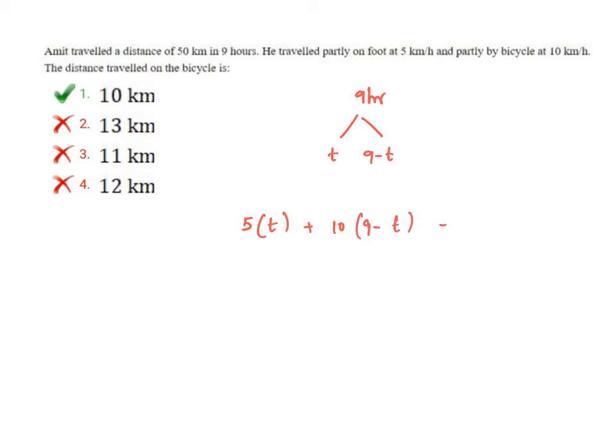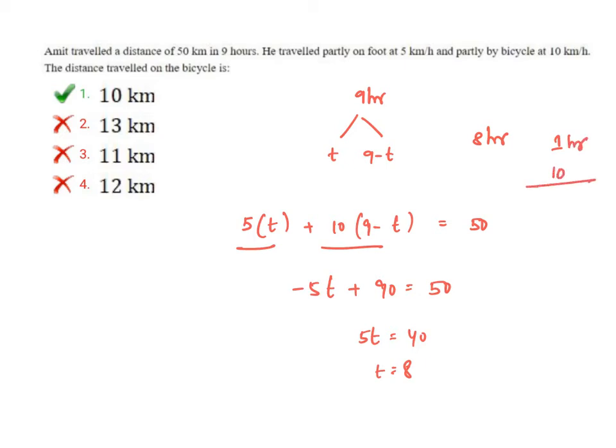S1 t1 plus S2 t2 is equal to the total distance, which is 50. So 5t minus 10t, so minus 5t plus 90 is equal to 50. Therefore 5t is equal to 40, t is equal to 8, which means 8 hours you traveled at 5 kilometers per hour on foot, 1 hour you traveled by bicycle. So with the speed of 10 kilometers per hour, the distance that you have traveled on bicycle is 10 kilometers.